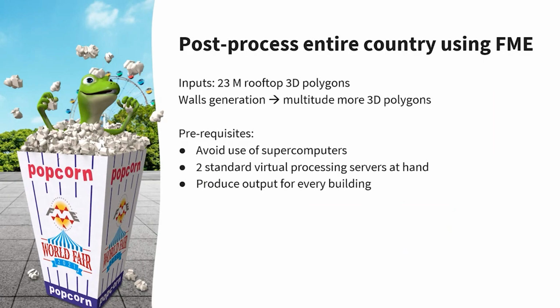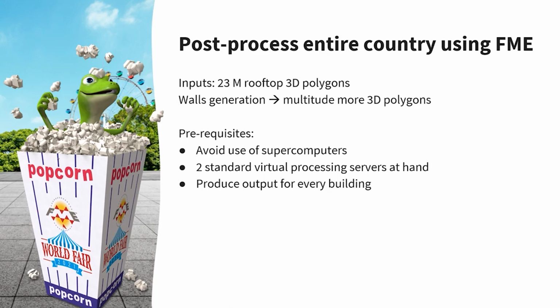The last challenge I would like to discuss in this presentation is the huge amount of data to be post-processed. When run on complete Belgium, the building detection tool extracted about 23 million 3D rooftop polygons out of the point cloud data. At some point during the post-processing, we will also add walls, and that means that a multitude more 3D polygons will be added. At that time, we will have over 100 million building polygons to be processed by FME. And we are lucky that Belgium is still a relatively small country with only 11 million inhabitants.